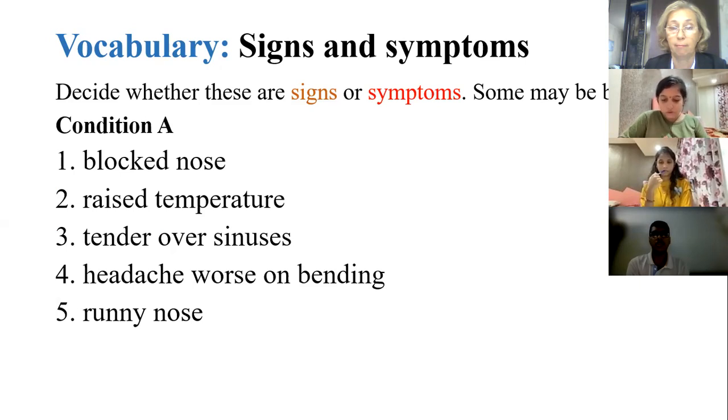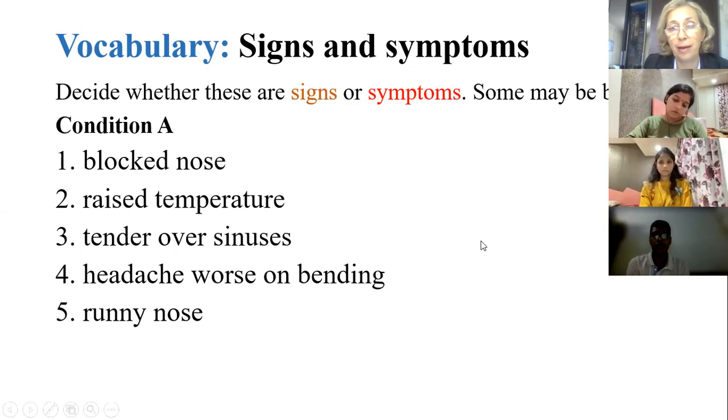Tender over sinuses is, I think, a symptom of a disease. Headache, worse on bending, is a symptom. And runny nose is a common sign which everybody faces. Thank you.